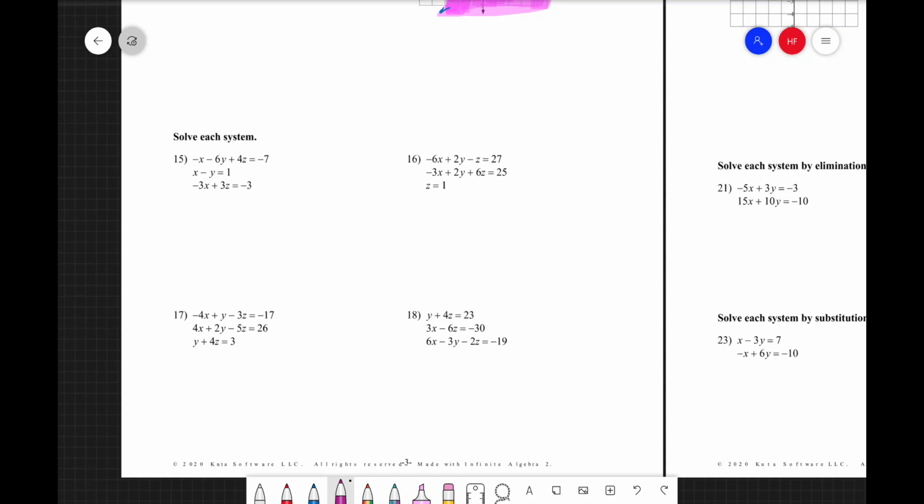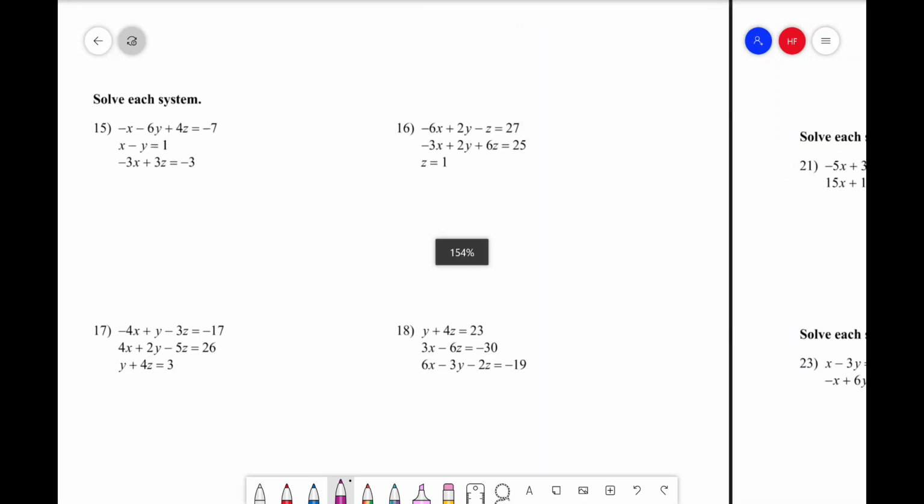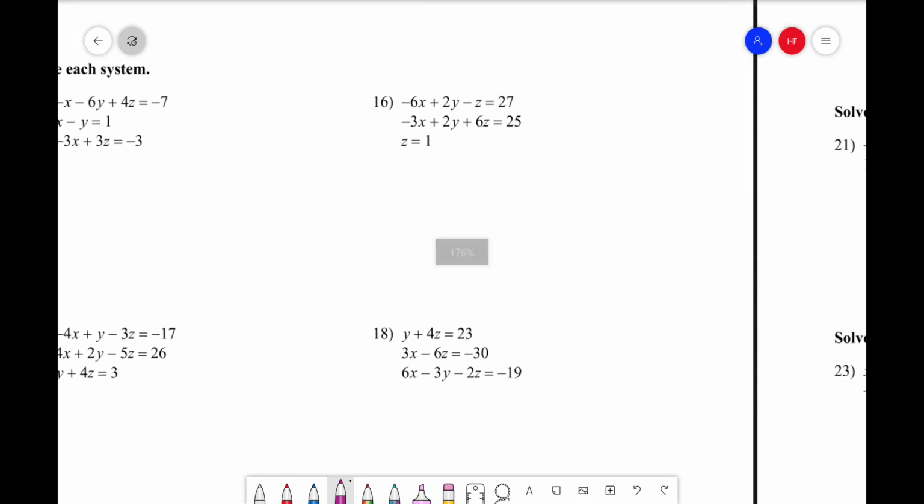Now on number 16, we have a 3-variable system and we have 3 equations. It says solve each system. So in order to solve these, we can use substitution, we can use elimination. I'm going to find the easiest one to solve. So obviously the easiest one to solve would be z equals 1. I already know that z is 1, so I'm going to plug that into either equation.